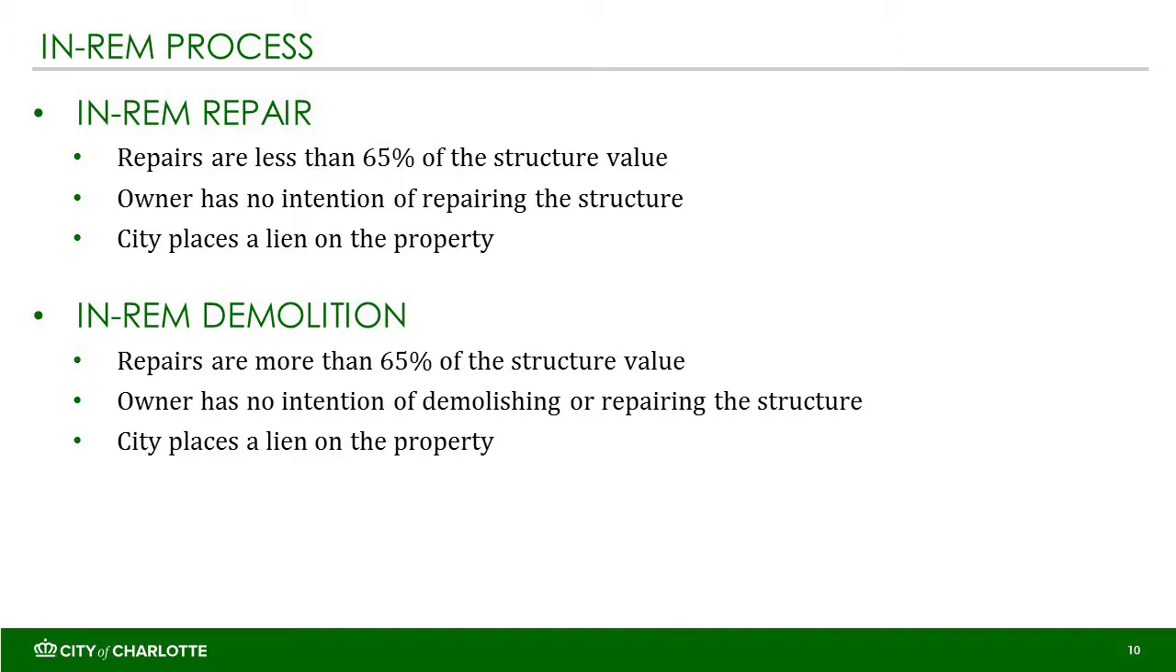The second type of case that would be brought to City Council for approval is an in-rem demolition. A case meets the criteria for in-rem demolition when the cost to complete the repairs is more than 65% of the structure's tax value. The Code Enforcement Division seeks in-rem demolition when the owner fails to comply with a demolition order by either demolishing or repairing the structure, and the cost to repair the structure exceeds 65% of the structure's tax value. Once the request is approved, staff facilitates the demolition process and bills the owner for the work. If the owner fails to pay the invoice, the city places a lien on the property.